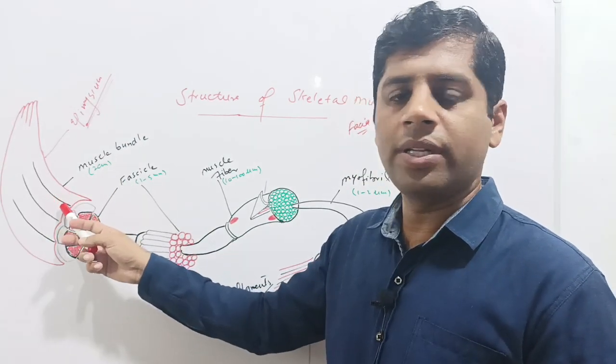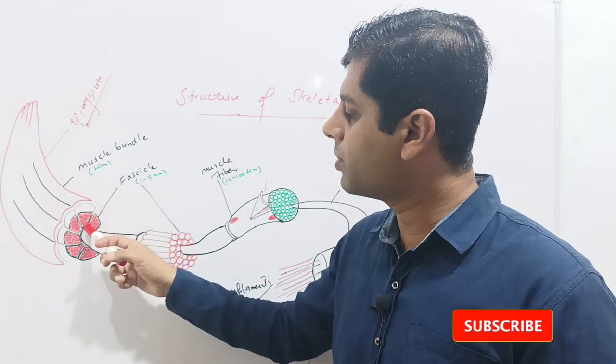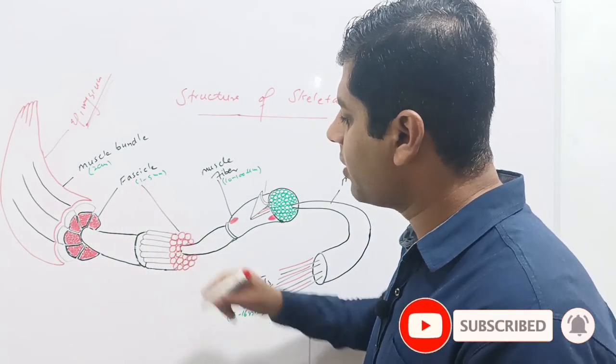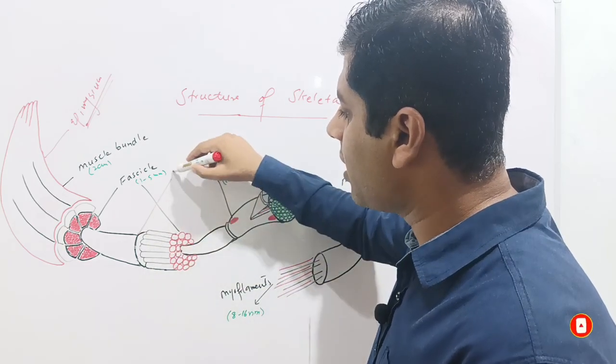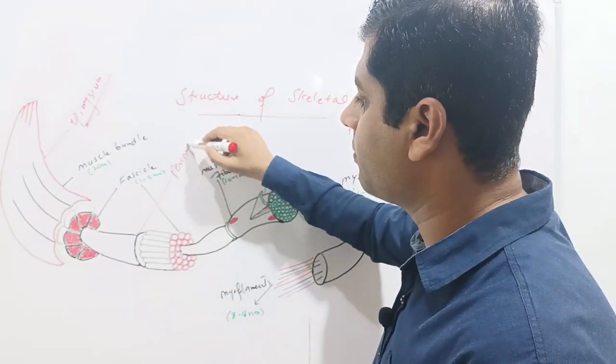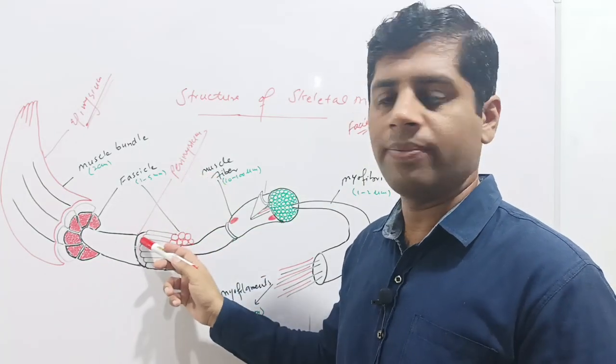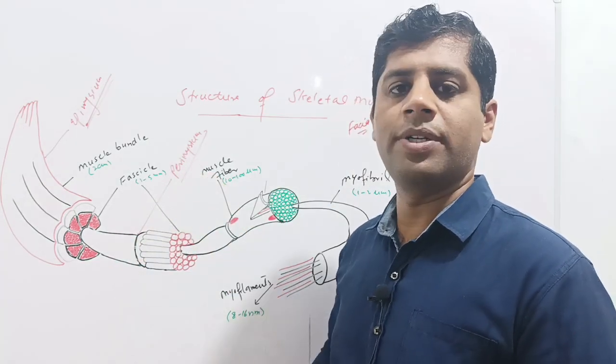Then in each muscle bundle, the muscle fibers are arranged in discrete groups. These groups are called fascicles. This fascicle is again shown here. The fascicles are covered by another connective tissue layer called perimysium. Perimysium is a connective tissue layer which protects the fascicle. The fascicle has a diameter of 1 to 5 mm.